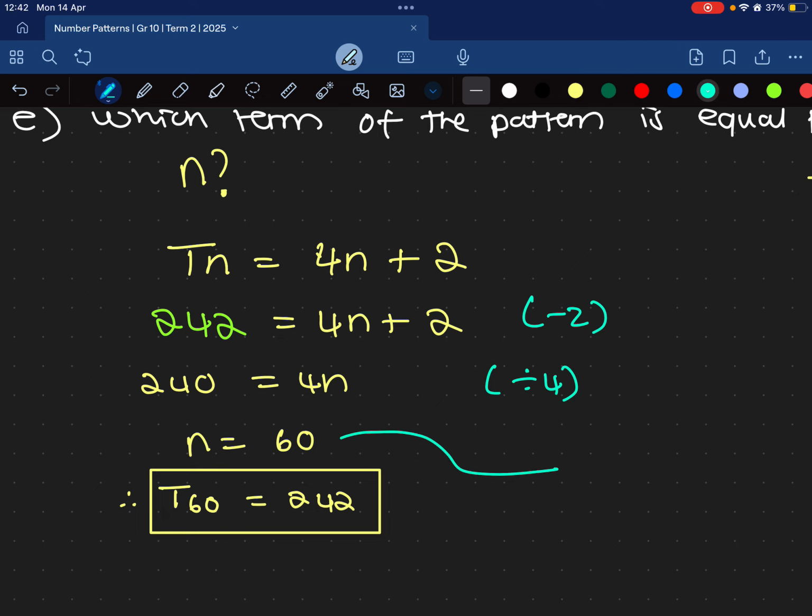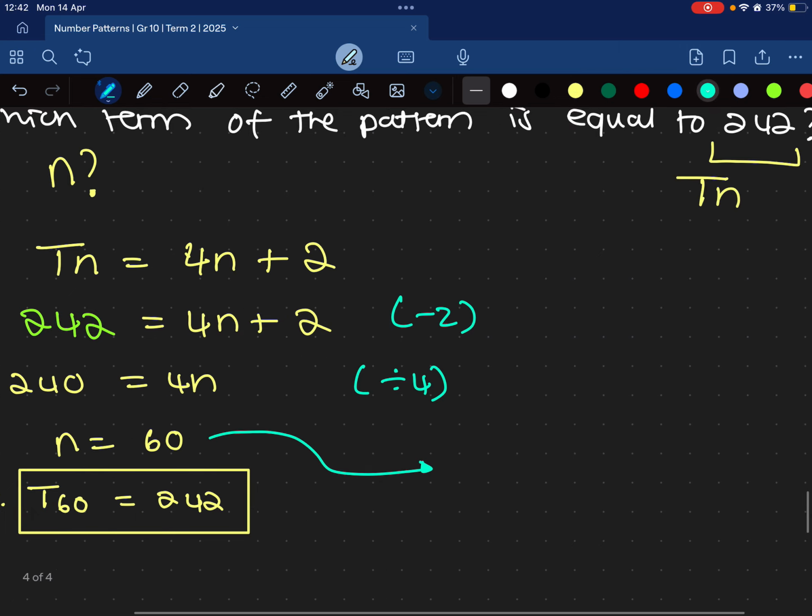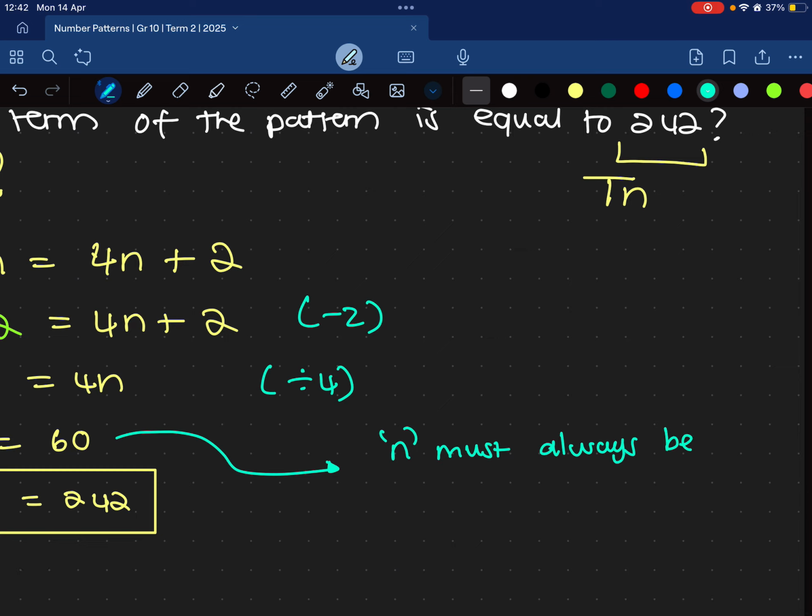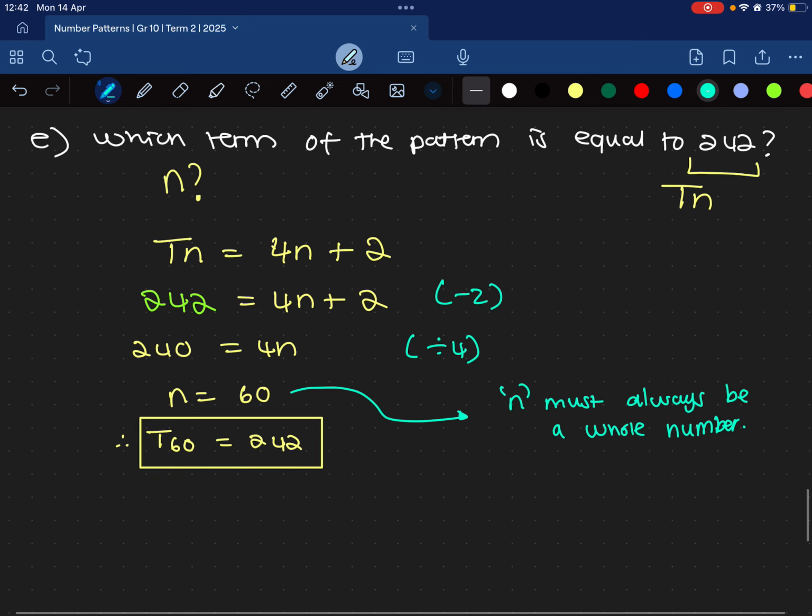Something to take note of is that n must always be a whole number. Okay, we don't ever talk about term number 2.3. Like, that doesn't make sense. It's term 1, term 2, term 3, term 4. Okay, there's no terms that are in between those terms.